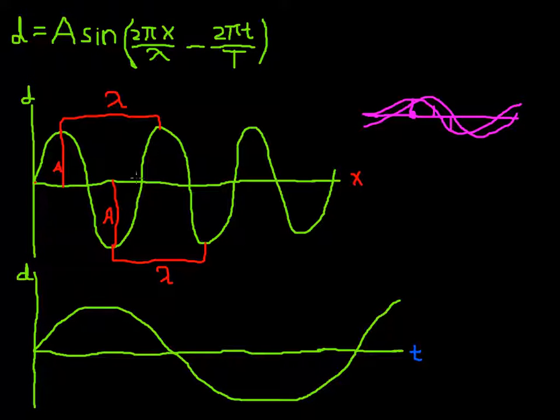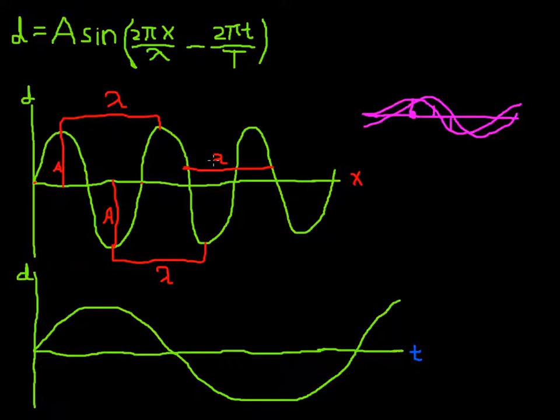So you can see this point and this point are both identical, have the same displacement, and the displacement will go the same place, same derivative, same second derivative. They're completely identical points, or at least they should be. And the distance between them will be lambda. This point and this point are identical. The distance between them, again, lambda.